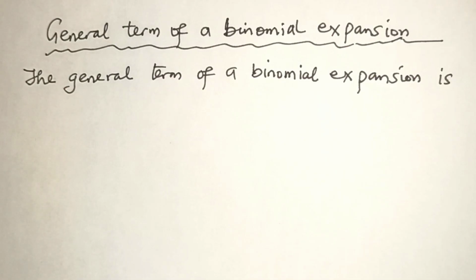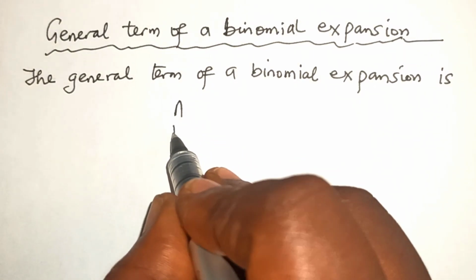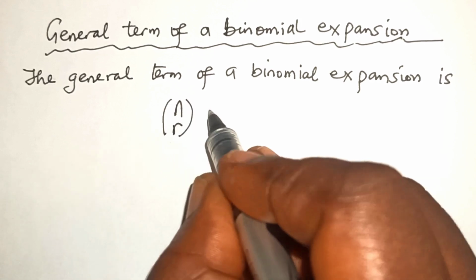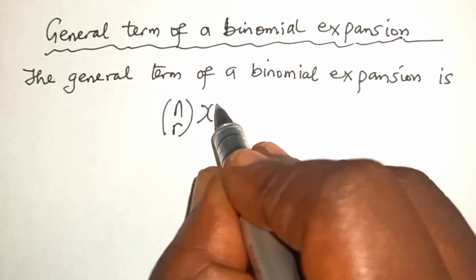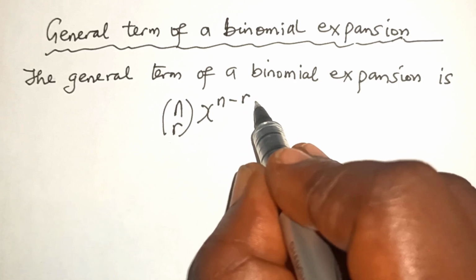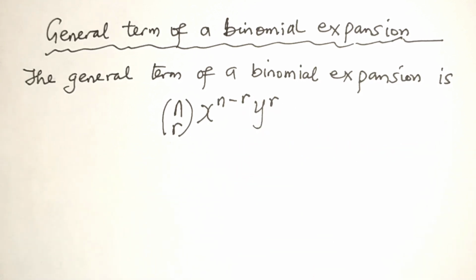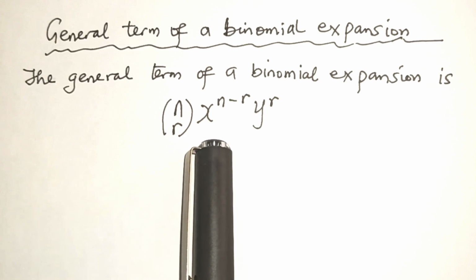The general term of a binomial expansion is n combination r multiplied by x to the power n minus r and multiplied by y to the power r. Here, x and y are any real numbers. So if we want to find the general term of any binomial, we use this relation.